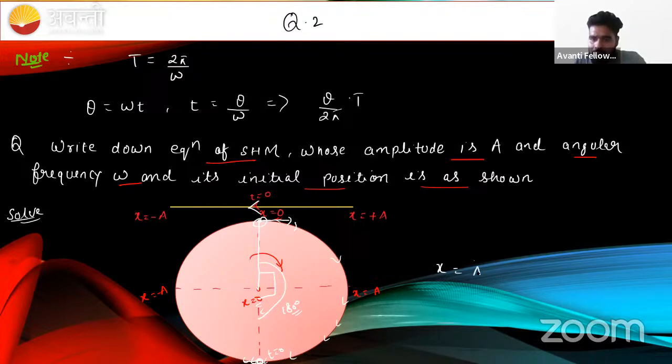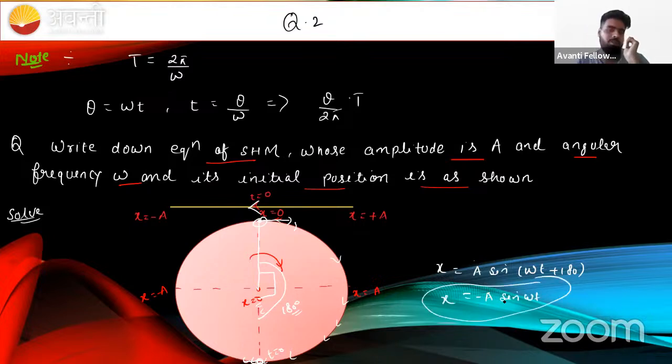So what is our equation? Our equation is nothing but x equal to A sine (omega t plus phi). We know that here the initial phase angle is 180 degrees, and we know that sine (180 plus theta) is nothing but minus sine theta. I hope this is clear to everyone. So our equation will become x equal to minus A sine omega t.